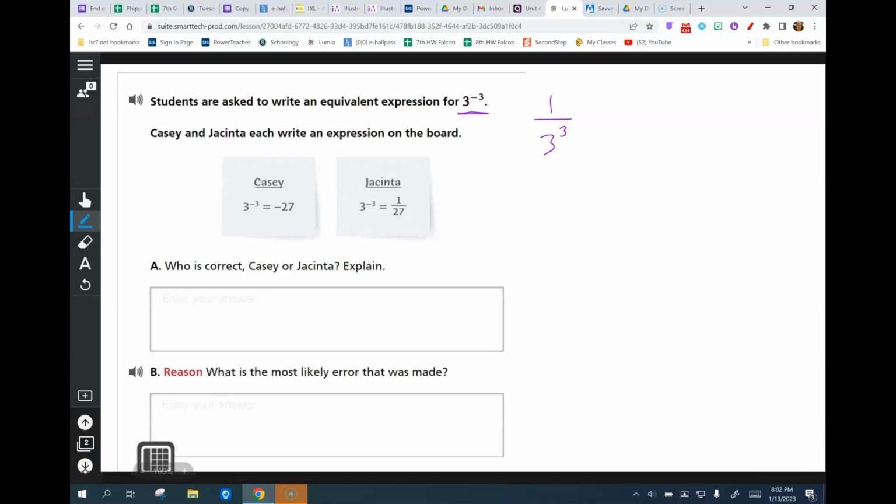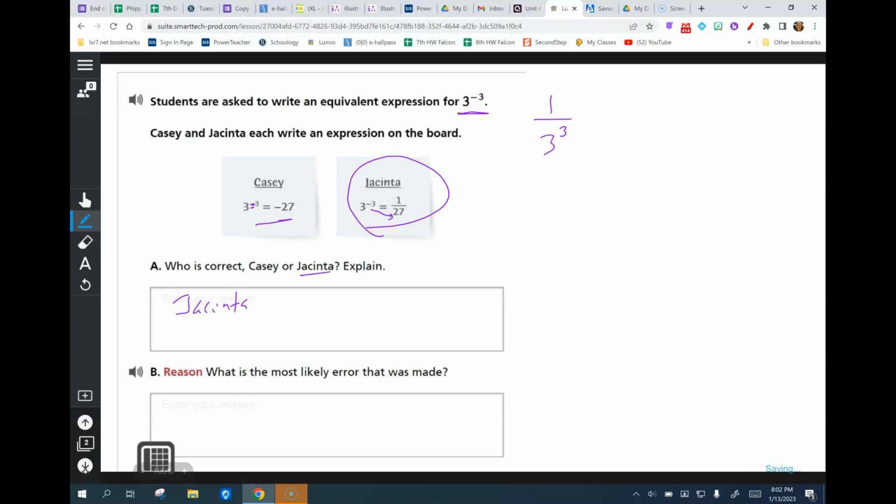It says Casey and Juanita each write an expression on the board. Who is correct? By simplifying it to begin with, we can look to see who is right, and we can see that Juanita is right. The reason Juanita is right is because when we have a negative exponent, it goes to its opposite place. What did Casey do? Casey thought, I have a negative exponent, so therefore it's going to become a negative number. She did take 3 to the third, but the negative talks about location, not value. So Juanita is correct because she took it down.